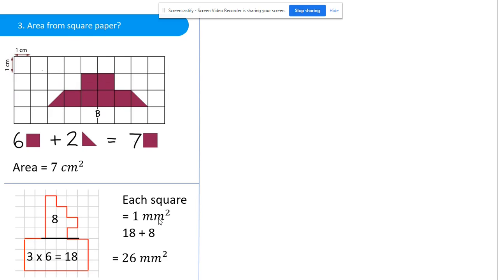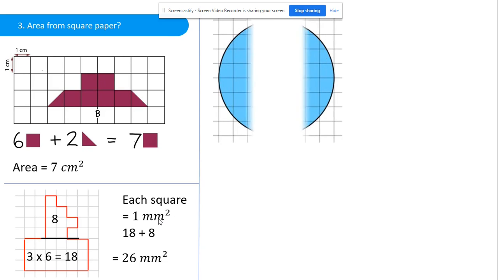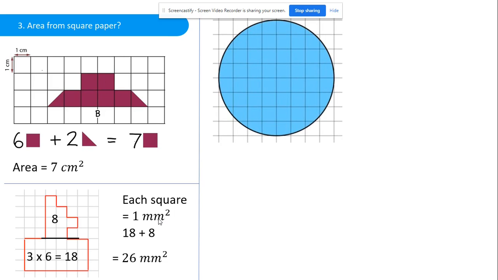Now we can also use square paper to help us find the area of shapes that might be a bit more difficult, like this circle. Now there is a way to actually calculate the exact area of this circle, and as an extension task, some of you might want to look into this later. That'll be part of the questions later on.